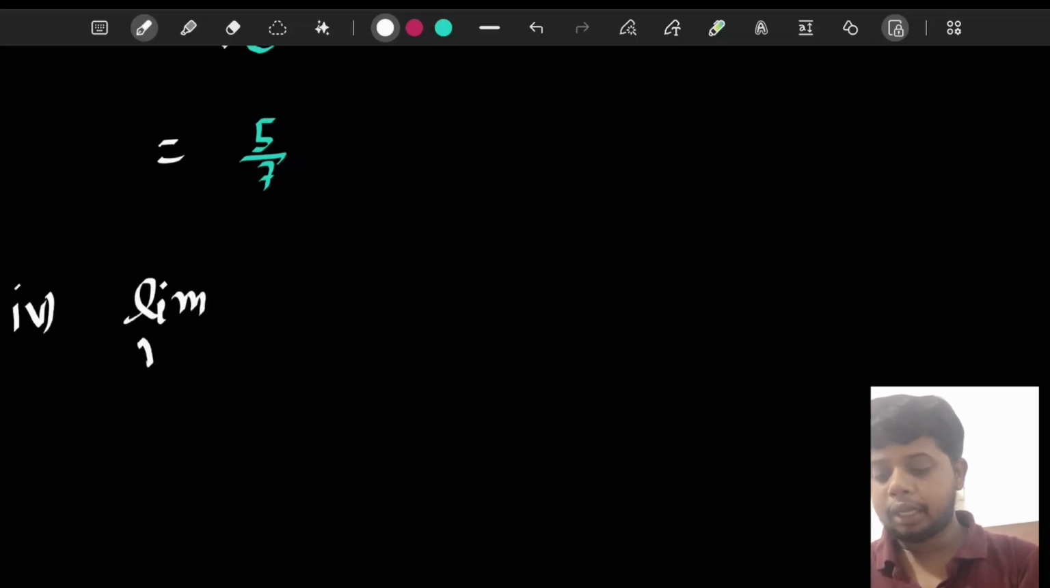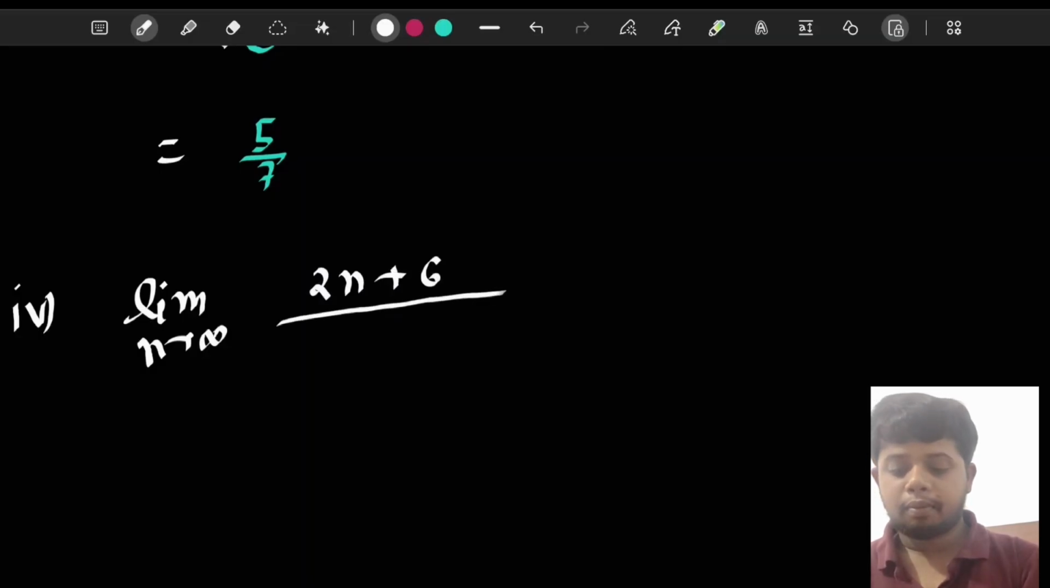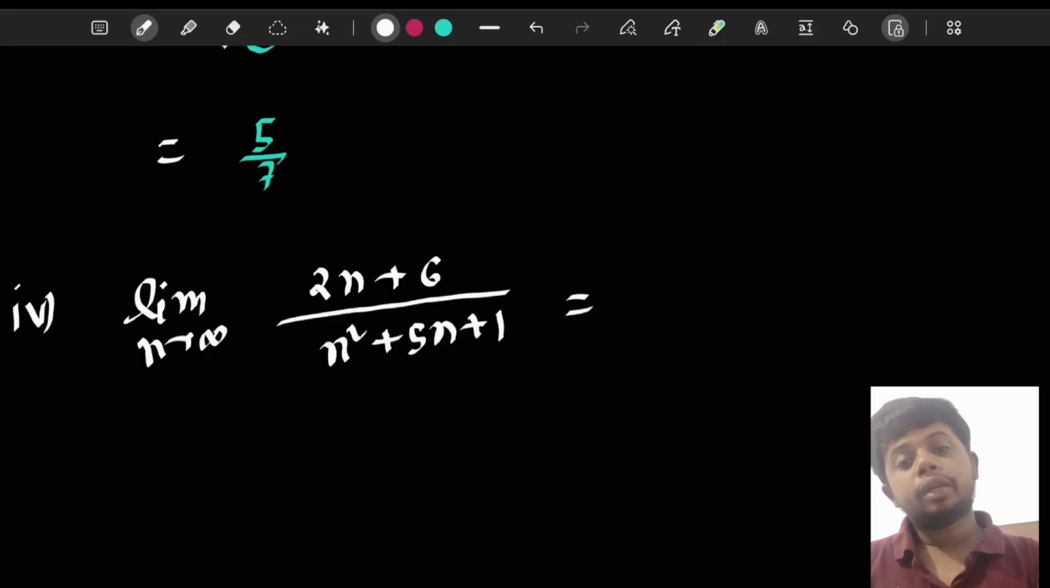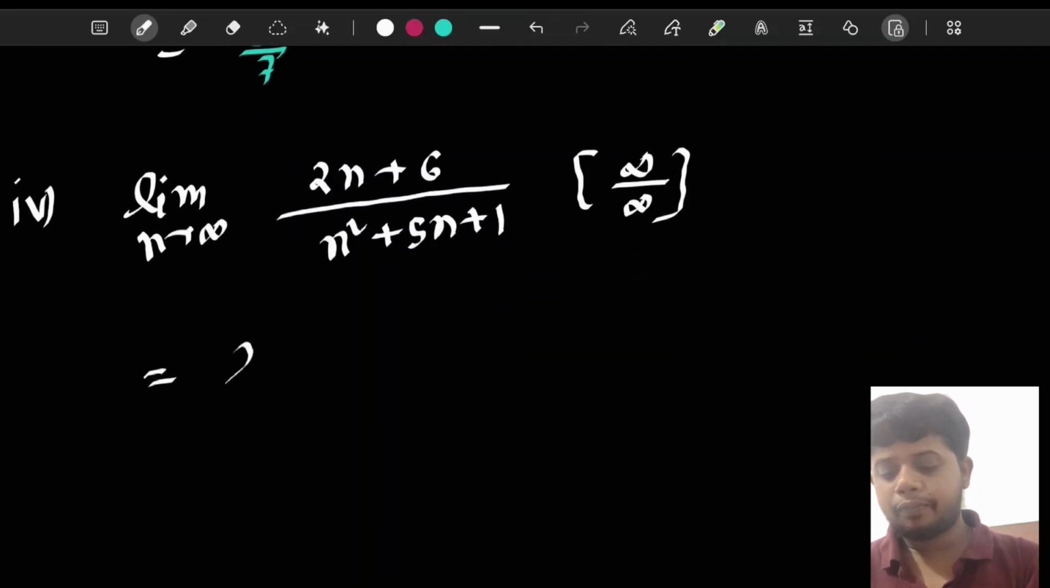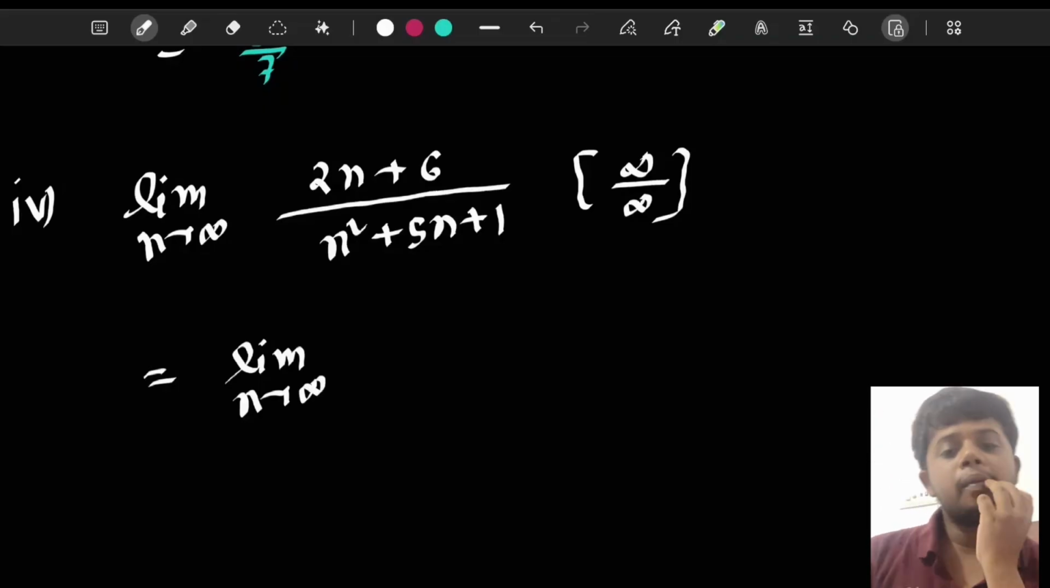Limit n tends to infinity, (2n plus 6) by (n square plus 5n plus 1). Can you tell me, here it is clear that the infinity form is there. Correct. So that means here this will become limit n tends to infinity. Now see, by which you have to divide here? Will say, sir, n square.